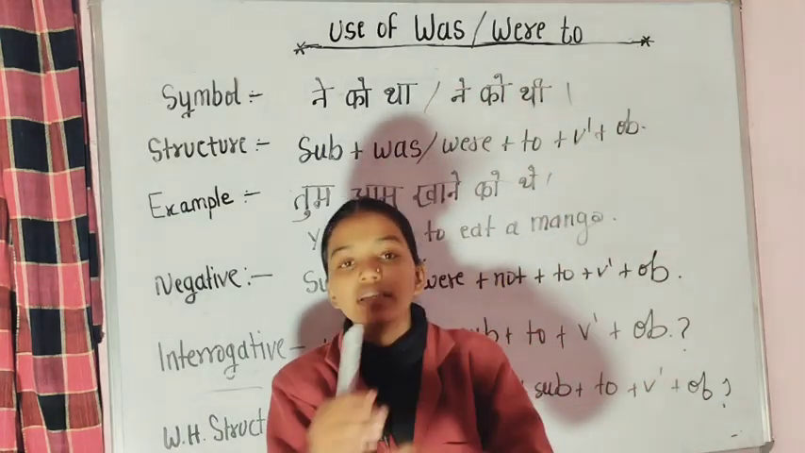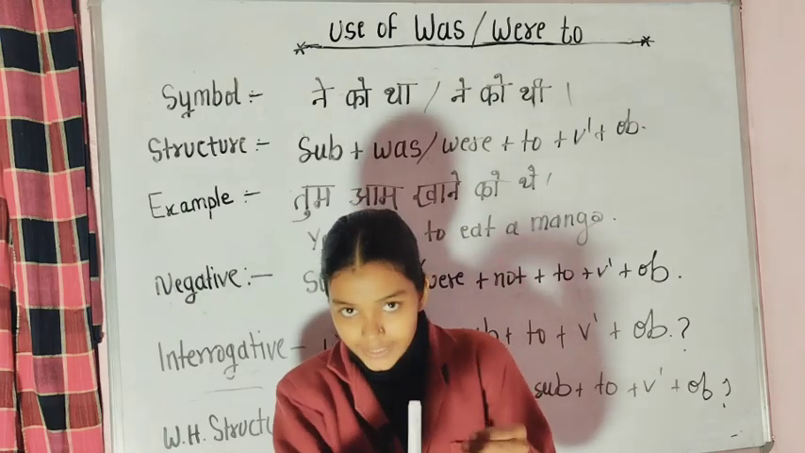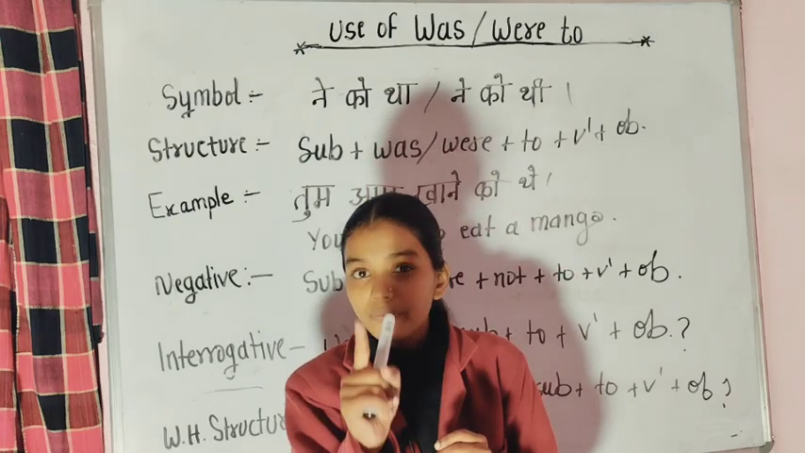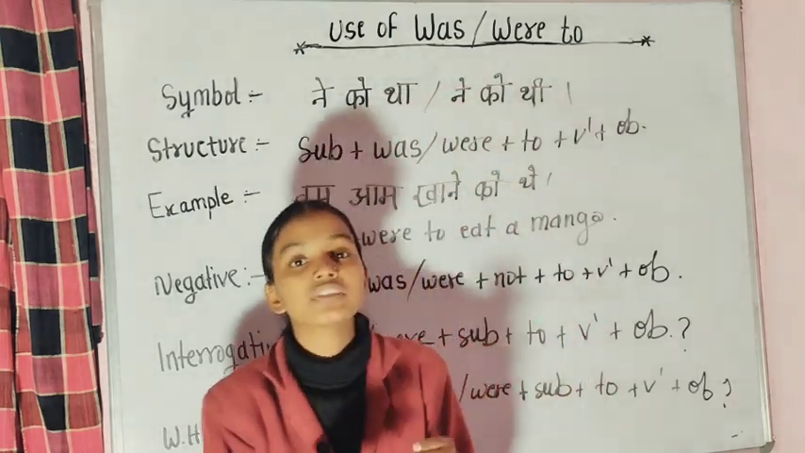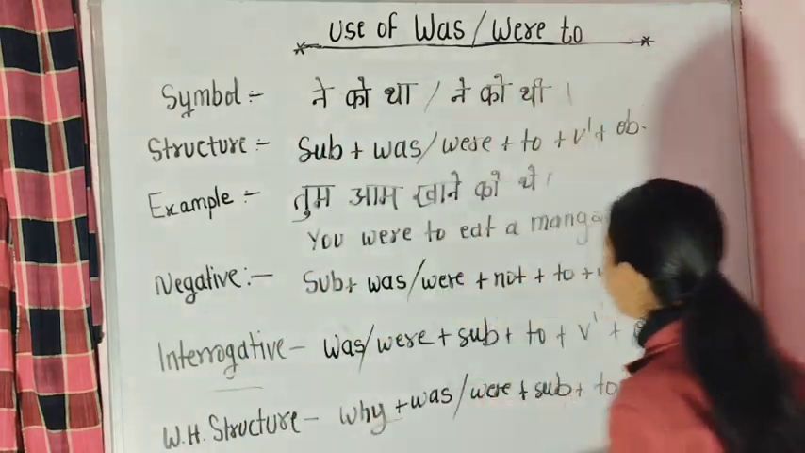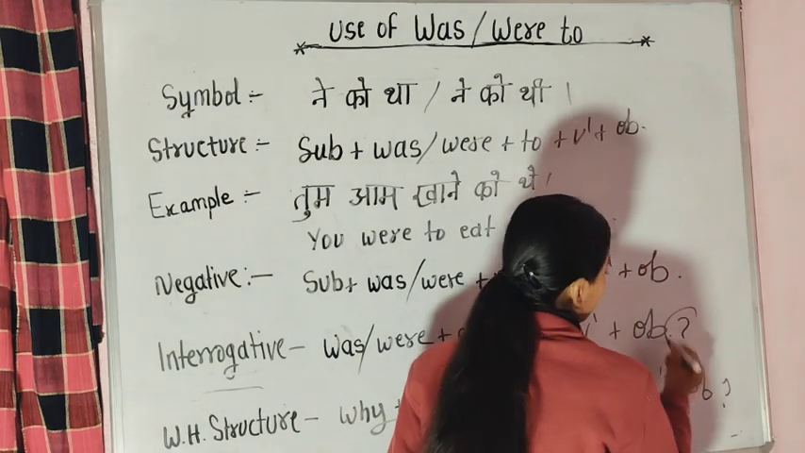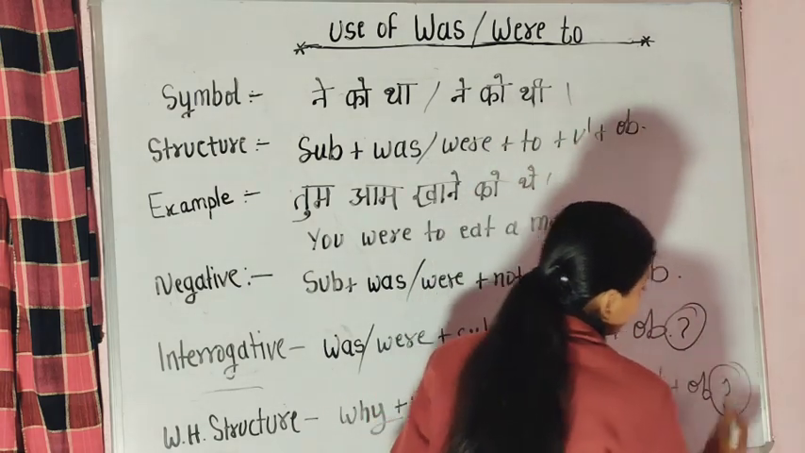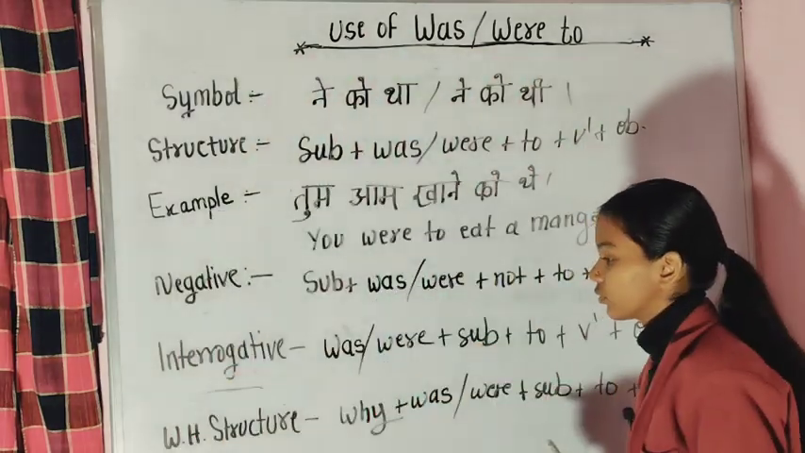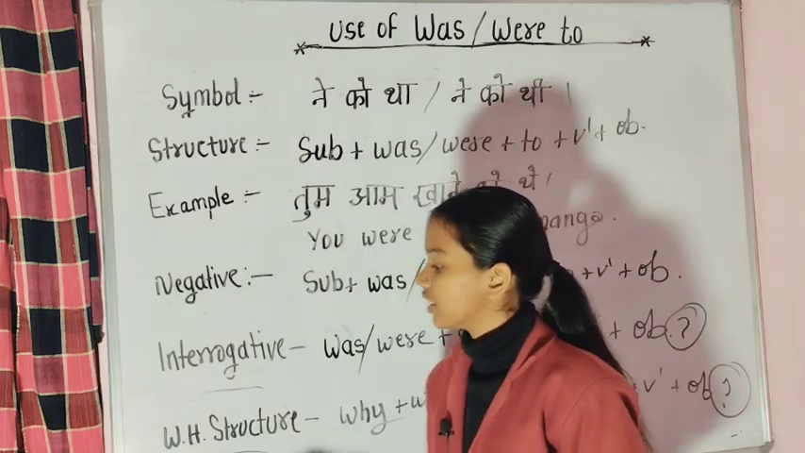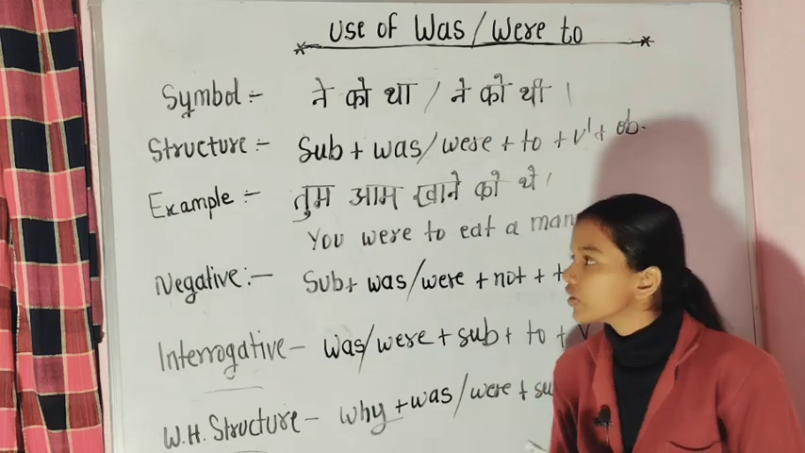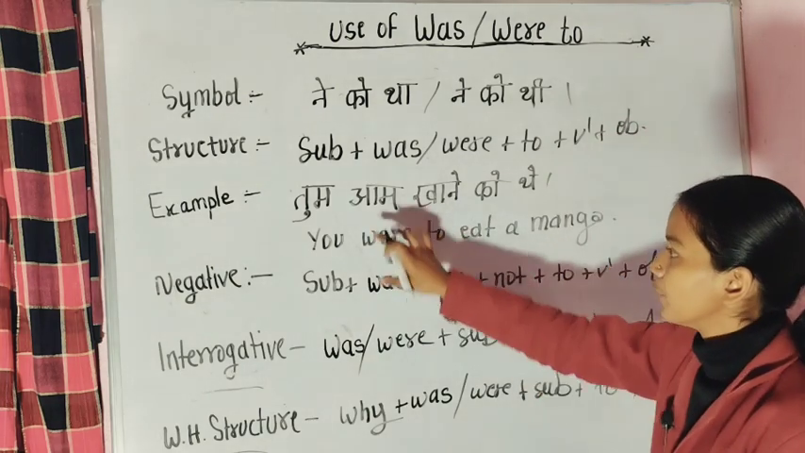We never forget, in the WH structure, the WH sentence and the interrogative example, the question mark. Without the question mark, our sentence, our question becomes wrong. So we have to always use that question mark. That question mark is so important in WH and interrogative sentences. Okay, so I am going to make an example of the WH structure. We can take a simple example.